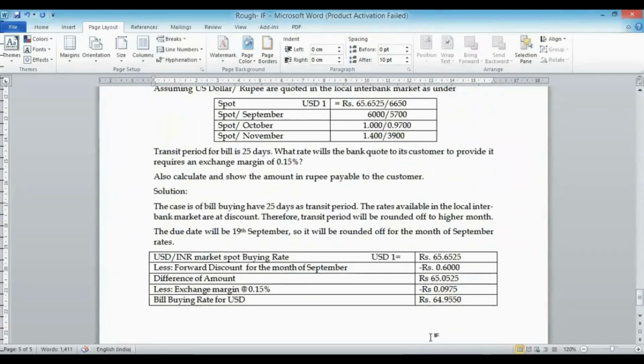In this case, rounding off is not required, because you see that 50 is itself rounded off. So there is no need for rounding off. The bill buying rate is this. So we can say the bank will quote USD 1 equal to rupees 64.9550. And what will the bank pay?